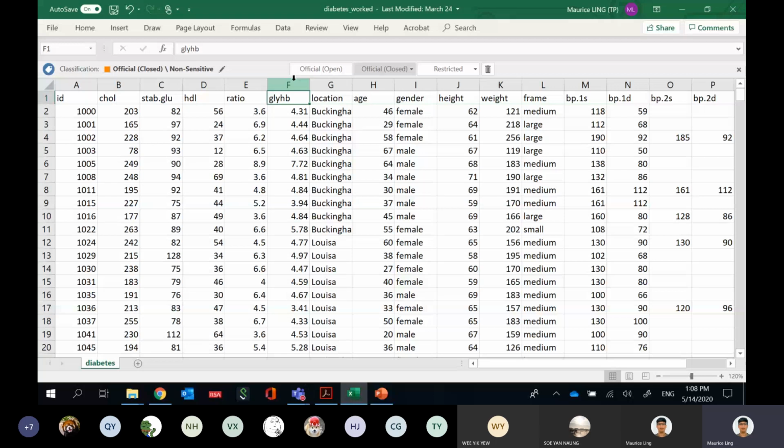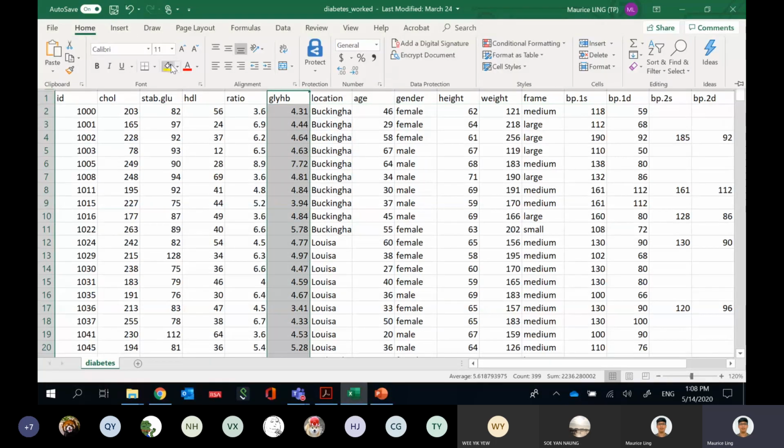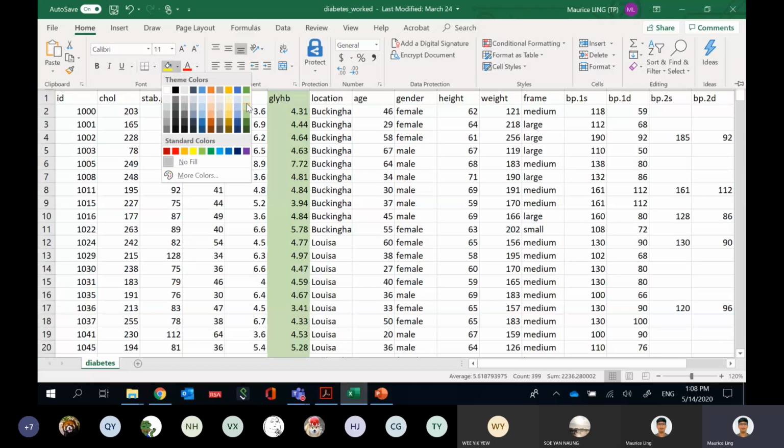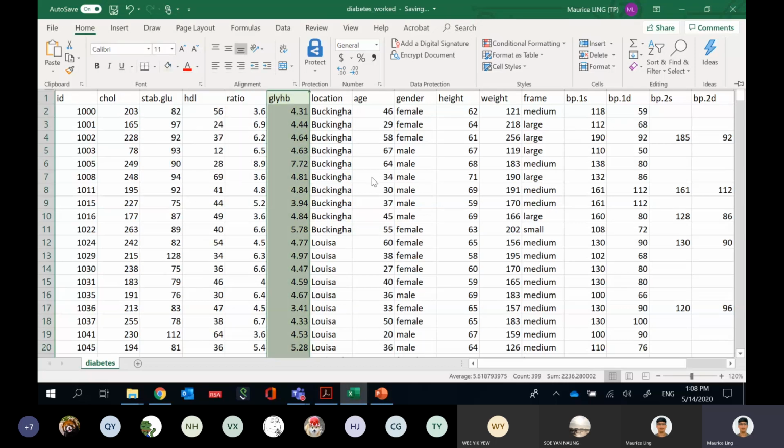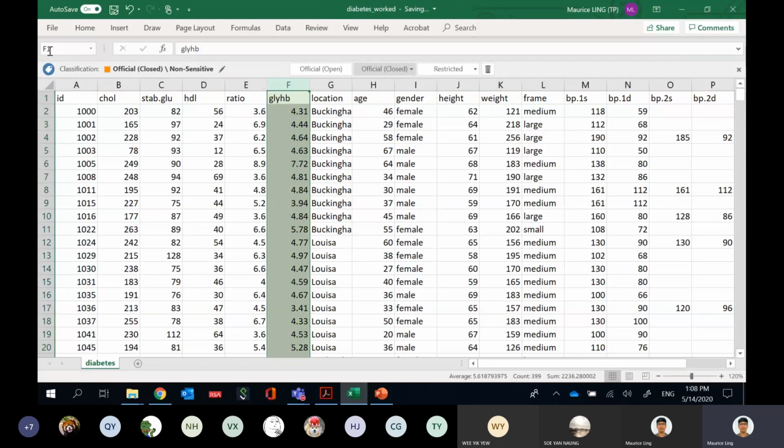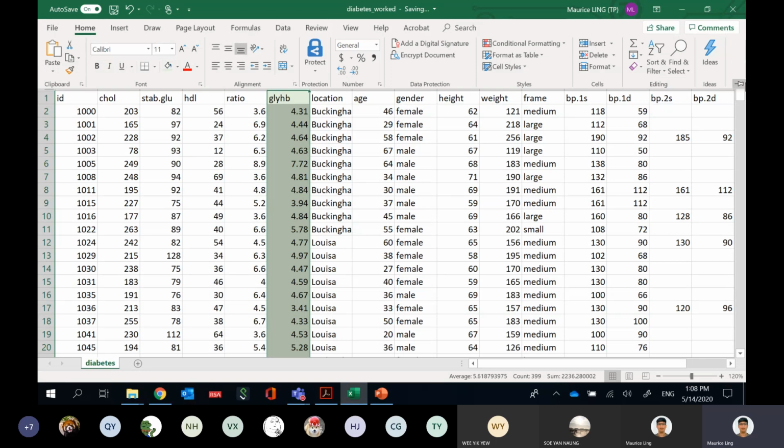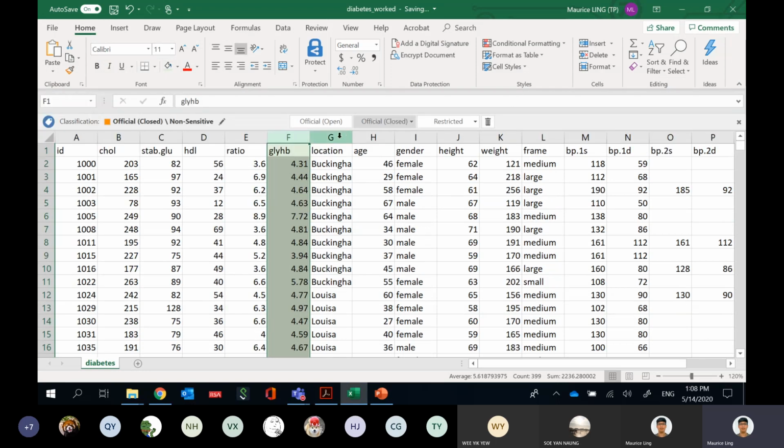So this is the data that we want to look at. So let me just highlight it in some color, basically a very light green. Okay, so I highlight as I go along. What are the data points that are important for me? Location. Okay, where you come from, Buckingham or Louisa. Age of the patient, gender of the patient. This is the height and weight of the patient. Okay, frame, the body frame, small, medium, or large.